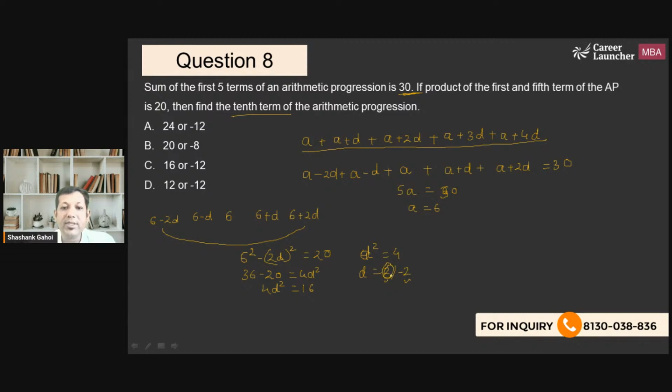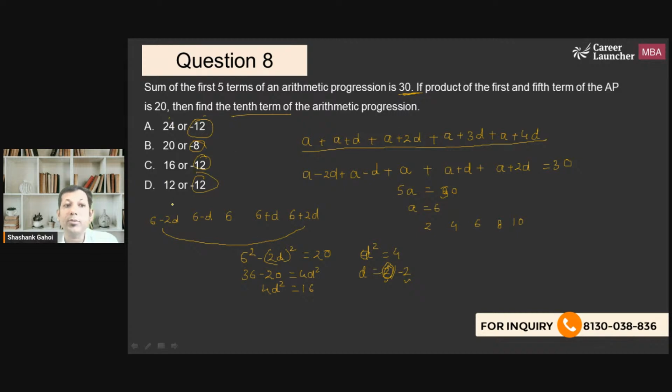Why? Because if I am going to take D positive, then I am going to get 6 minus 2D, which is what? 2, right? Then I have 4, then I have 6, then I have 8, then I have 10. So basically, why am I particularly going on this side and not taking minus 2? Because in negative, 3 options are same.